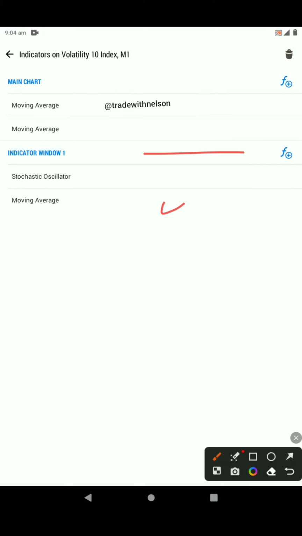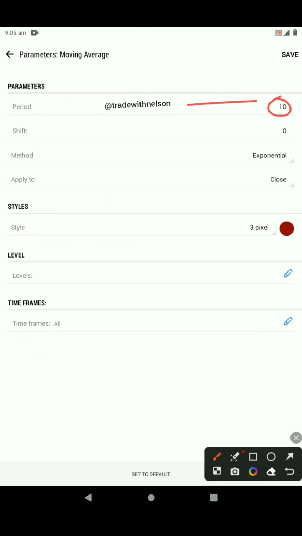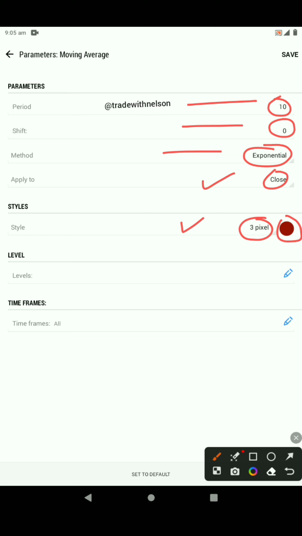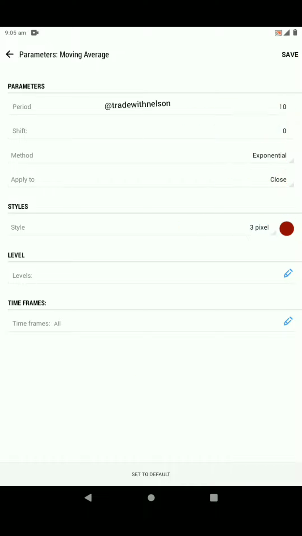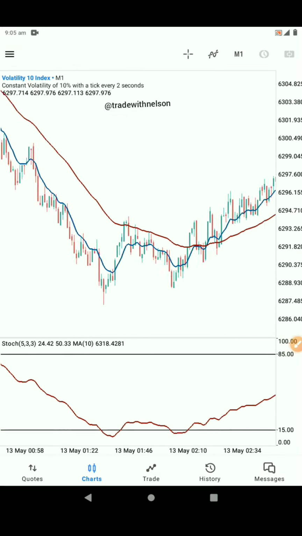For the last moving average, click on the F icon on indicators window 1, moving average, click on that, make the period 10, shift 0, method exponential, apply to close, style 3 pixel, and select a color of your choice. After that, click on save. If you follow my settings correctly, your chart should look exactly like what you see over here.